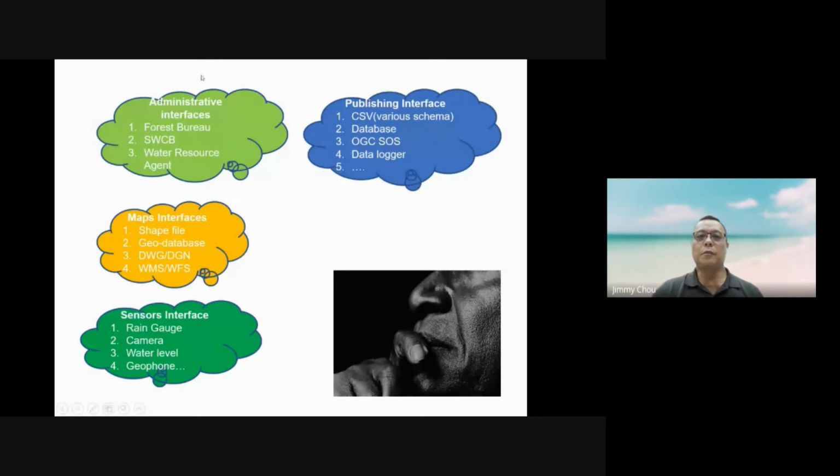So the administrative interfaces by the Forest Bureau, the Soil and Water Conservation Bureau, and the Water Resources Agency, or the maps, either by shapefile, ArcGIS, geodatabase, or even AutoCAD, or different standards like the OGC standards, WFS, WMS, or the sensor interfaces. There are so many different kinds of sensors: rain gauge, camera, water level, geophone. And the publishing interfaces, there are so many different kinds. Each commercial database publishes using its own publishing interface, the data logger, and lots of things.